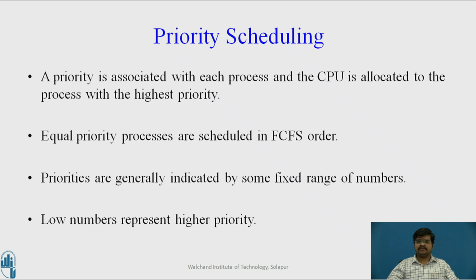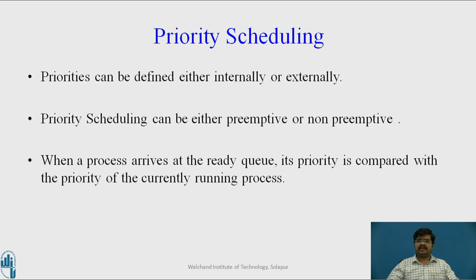Low numbers represent higher priority. So it means that if we have processes P1, P2 and P3, and if the priority for P1 is 1, P2 is 2, P3 is 3, then the higher priority is of P1. Lower number represents higher priority. Priorities can be defined either internally or externally. Priority scheduling can be either preemptive or non-preemptive.